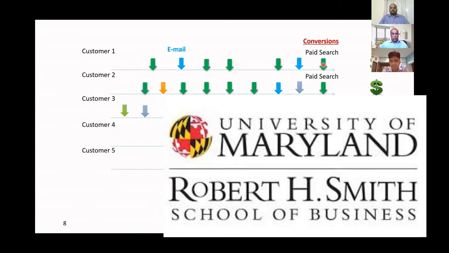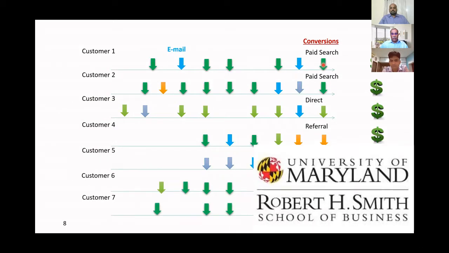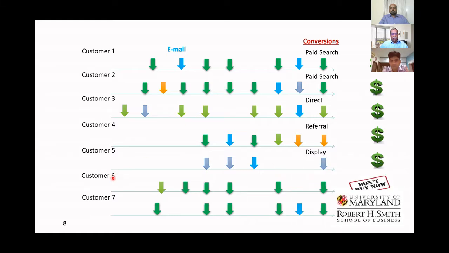Now, we may also have customers who haven't converted. For example, customer 6 did not convert, customer 7 did not convert. Now, if you look at customer 7 and customer 1, you see here the only difference between customer 1 and customer 7 is this email that is missing in the second spot, right? Everything else is the same, except that this person did not buy and this person did buy.